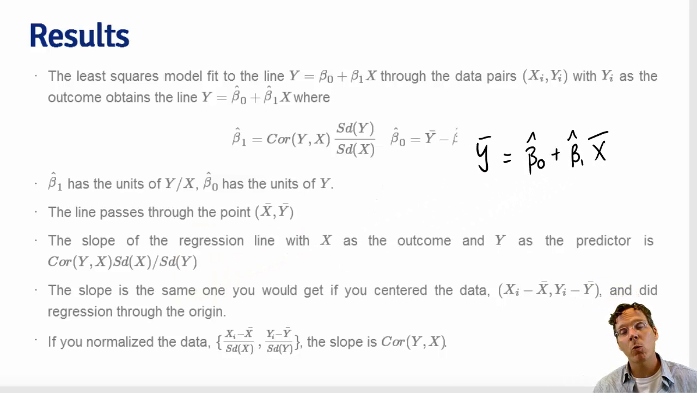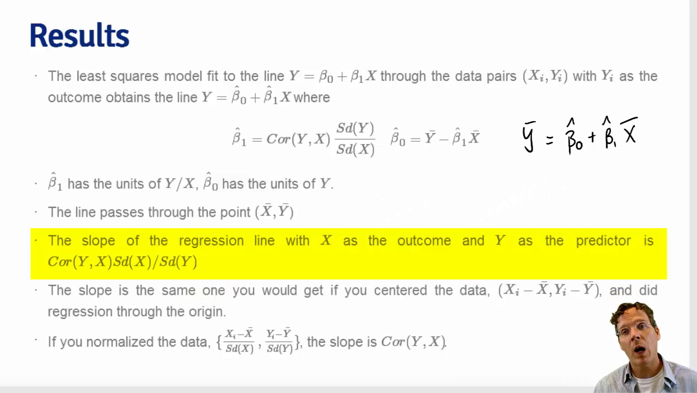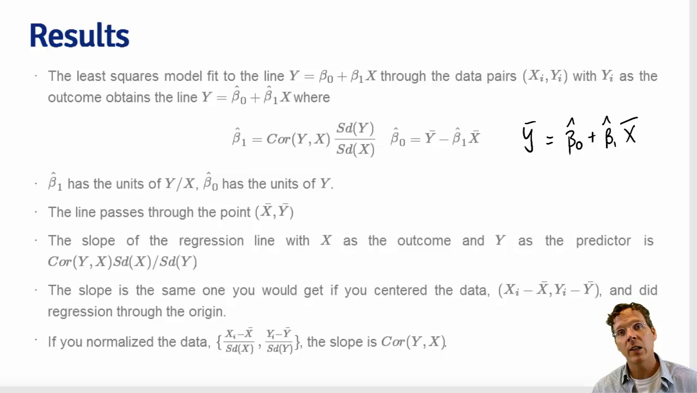If we reverse the role of y and x and treat x as the outcome and y as the predictor, then we simply get that the slope of this line is the correlation times the standard deviation of x divided by the standard deviation of y. So you get a different answer, of course, when you fit x as the outcome and y as the predictor than if you fit y as the outcome and x as the predictor.